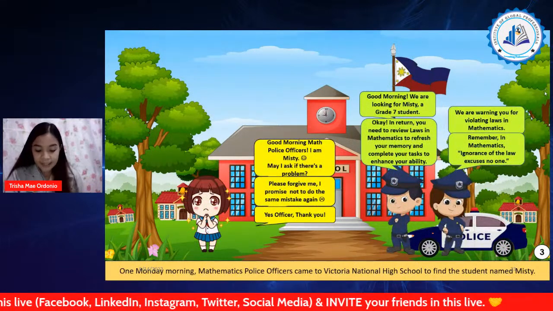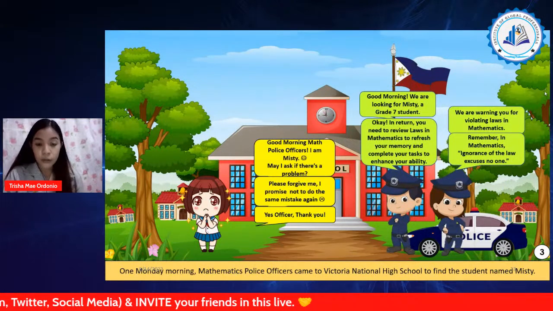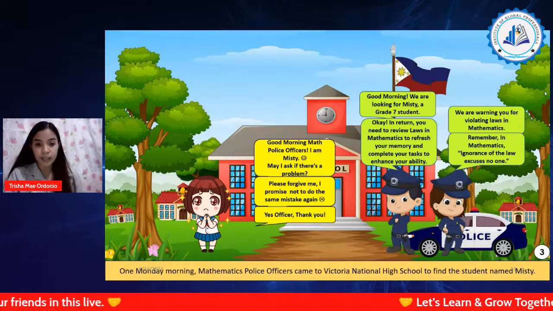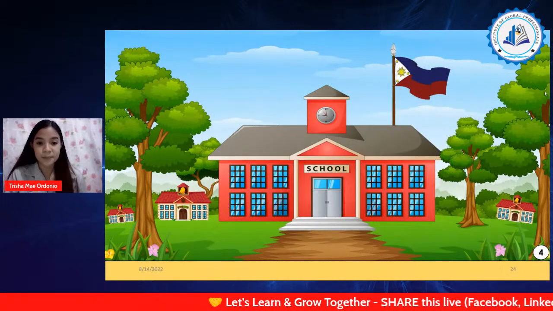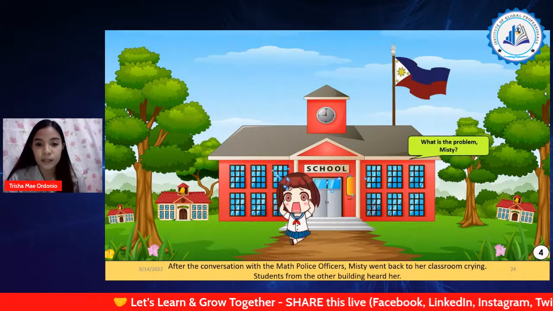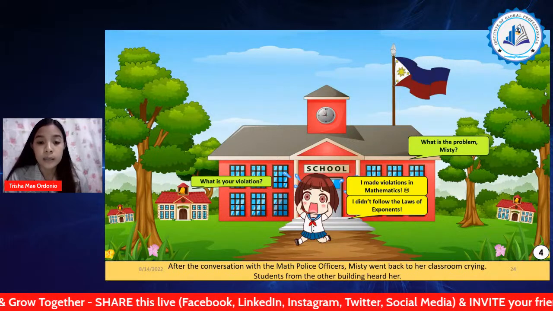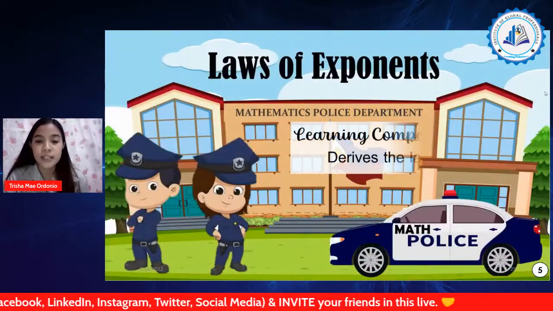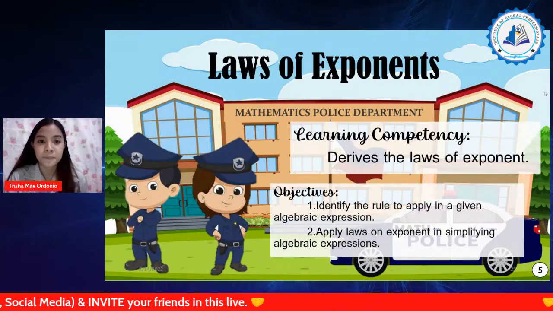Next, the story relates to the lesson since following the laws and rules carefully will prevent committing another mistake which results in bigger damage or consequences. So here is Misty, who is asking for help from her schoolmates. And then this is the learning competency and the objectives.